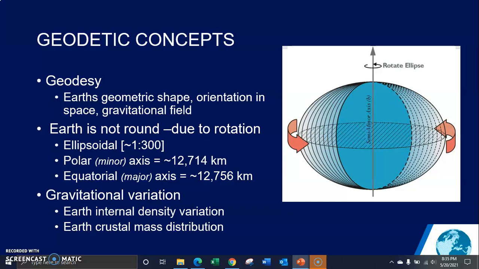And another important thing to note is that gravitational variation across the Earth is not uniform, but it is varying at different places on the Earth's surface, and this is due to Earth's internal density variation as well as the distribution of Earth's crustal mass.